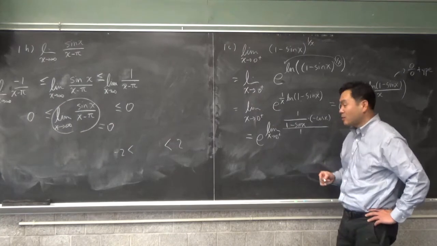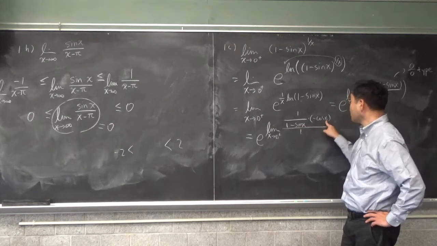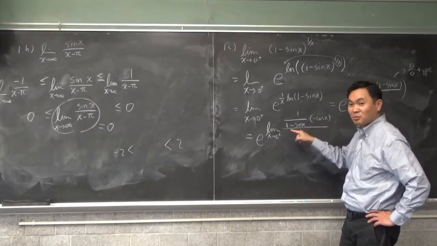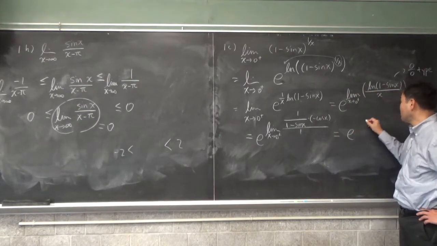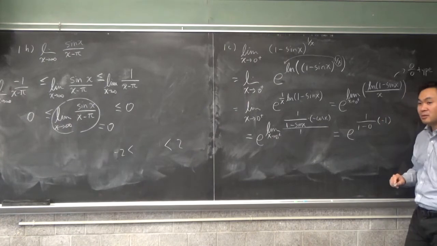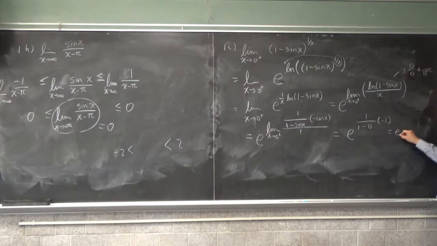Okay. Now you plug in 0. What's sine of 0? 0. Cosine of 0? 1, so negative 1. So you can evaluate it. It's going to be 1 over 1 minus 0 times negative 1. That's just 1, and 1 times negative 1 is negative 1, so the answer is e to the negative 1, which is the same as 1 over e. Either one will be correct.